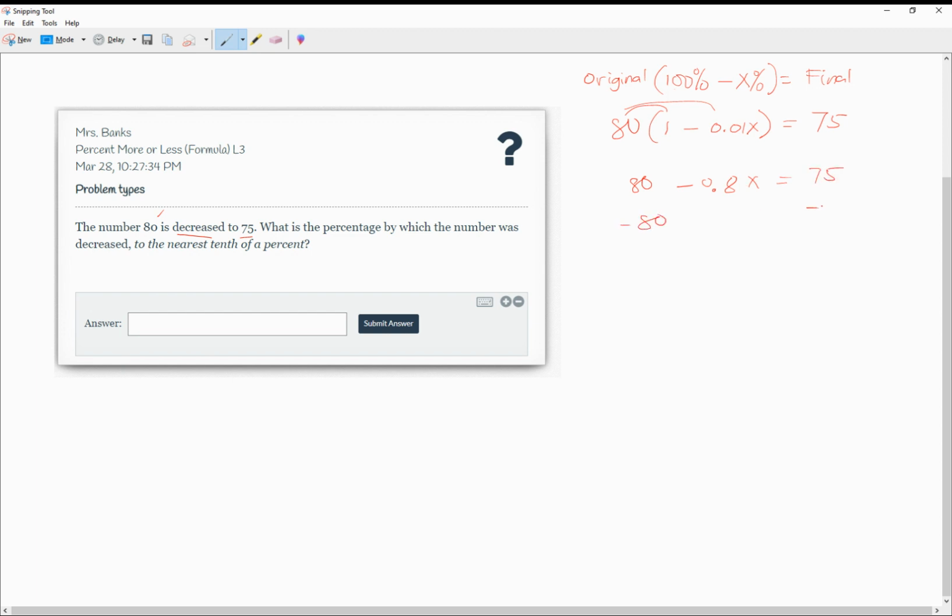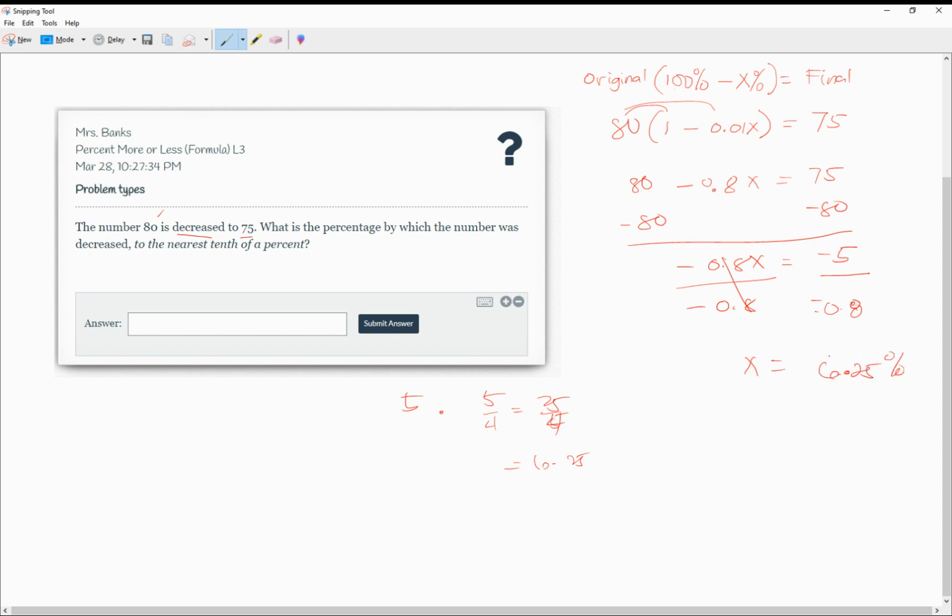So now you have 80 minus 80 times 0.01, which is 0.8, so 0.8x equals 75. You subtract 80 on both sides, so now you have negative 0.8x equals negative 5. Now you divide both sides by negative 0.8, so x equals 5 divided by 0.8, which is 5 times 5 over 4, so 25 over 4, or 6.25.